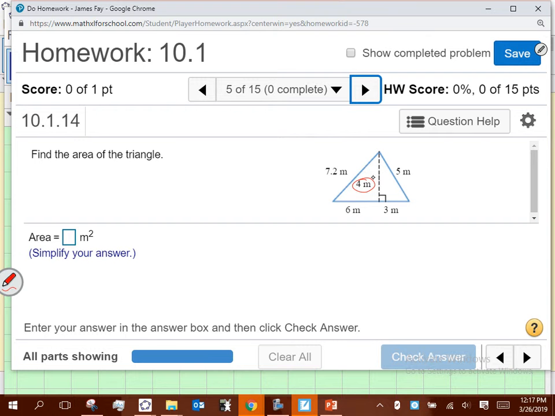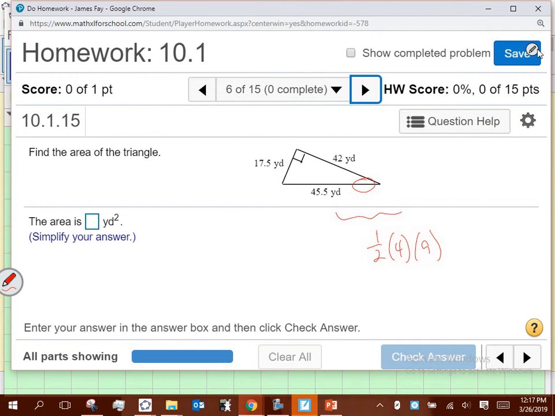What would be the base that that's being drawn to? 9. So area equals 1/2 times 4 times 9. 1/2 times 4 is 2, and 2 times 9 is 18, right? It's going to be 18 square meters. Which dimension there do you not use? 4.5. Okay.